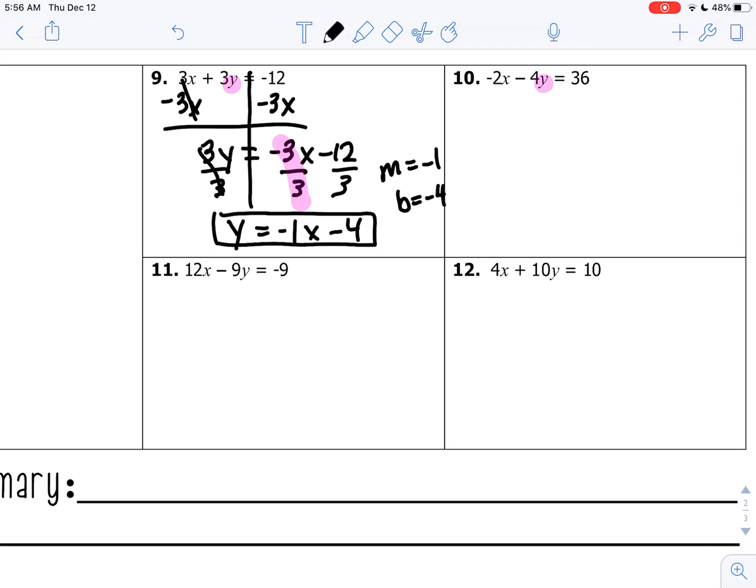So here we're going to, for number 10, we're going to add 2x.